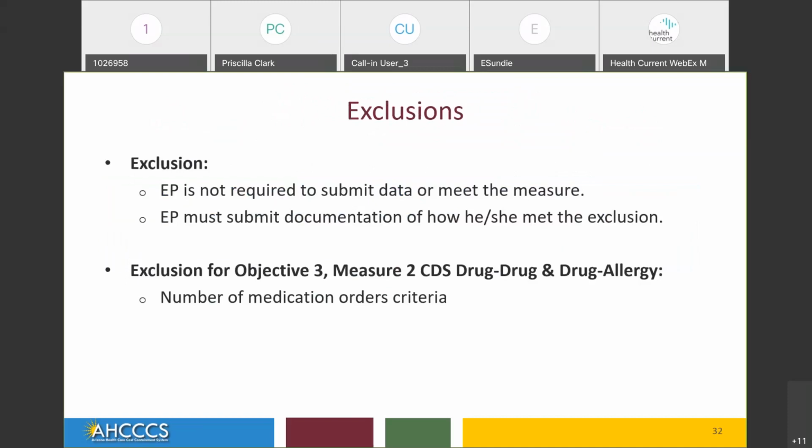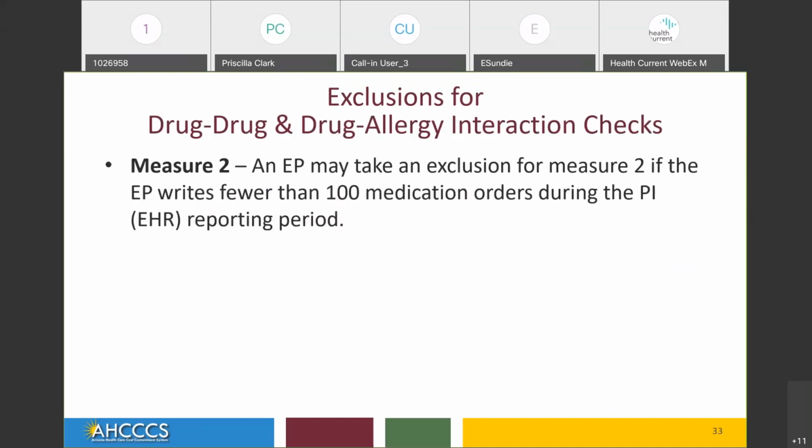Are there any exclusions for this measure? The EP is not required to submit data or meet the measure. The EP must submit documentation of how he or she met the exclusion though. The exclusion for Objective 3, Measure 2, drug-drug and drug allergy interaction checks, is the number of medication orders criteria. An EP may take an exclusion for Measure 2 if the EP writes fewer than 100 medication orders during the PI reporting period.